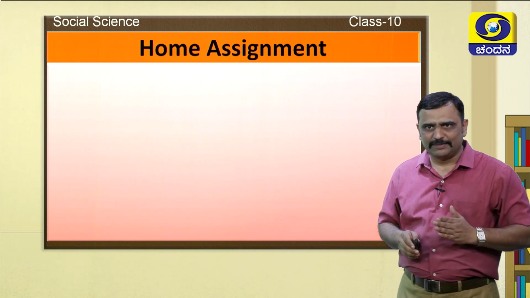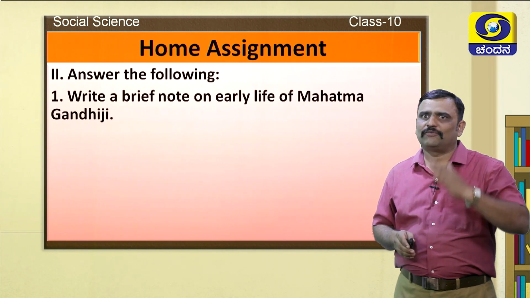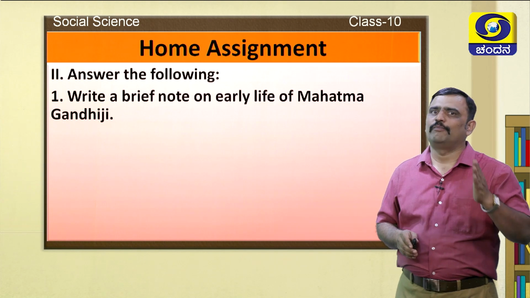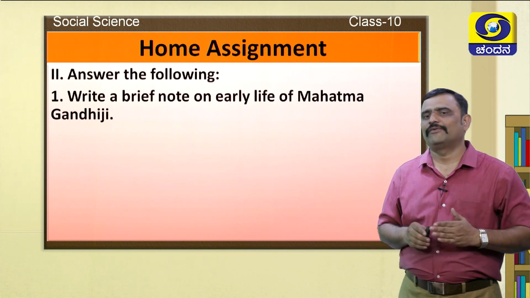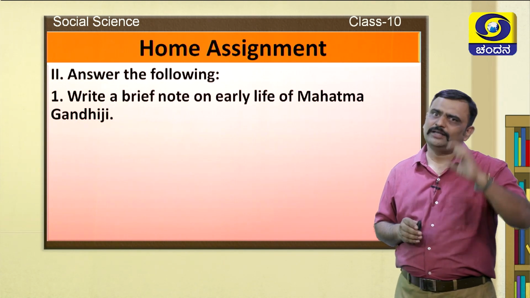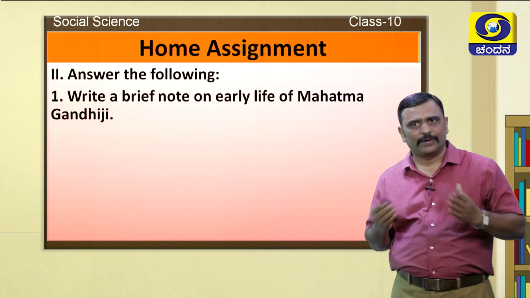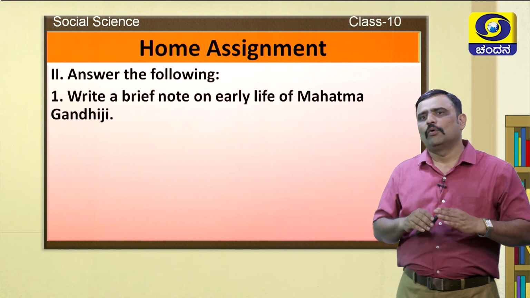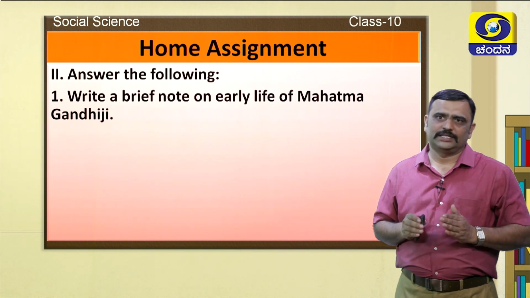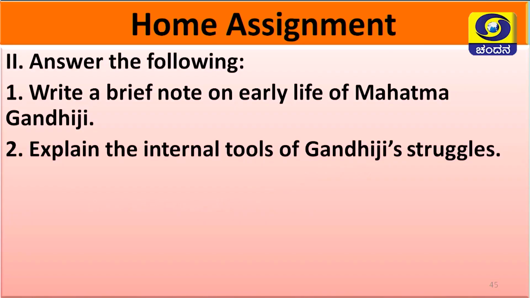The other home assignments for you are, answer the following questions. Write a brief note on early life of Mahatma Gandhiji. You need to write in brief about where Mahatma Gandhiji was born, who his parents were, and how he went ahead with the studies and all. Explain the internal tools of Gandhiji's struggle. Briefly, you need to explain about Satyagraha and Ahimsa, dear students.